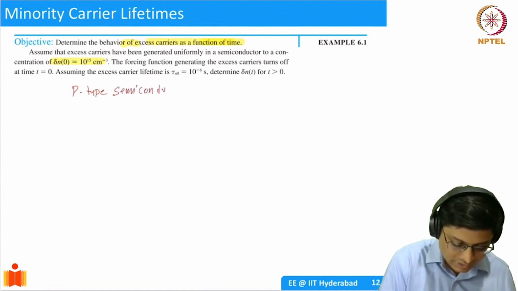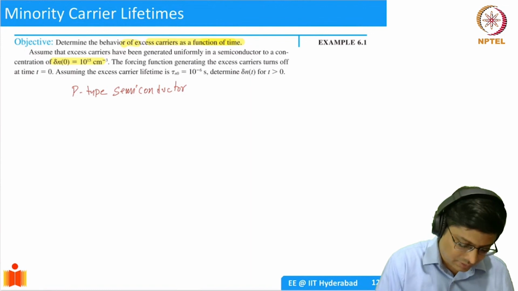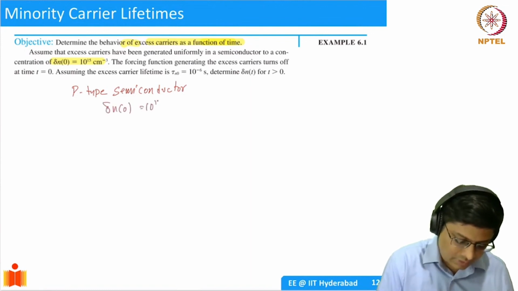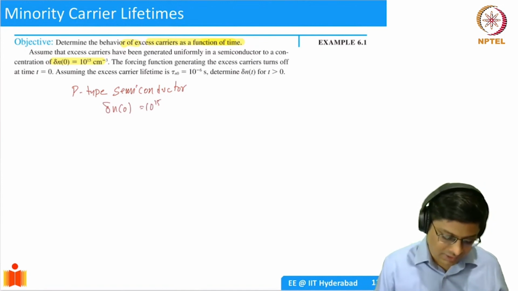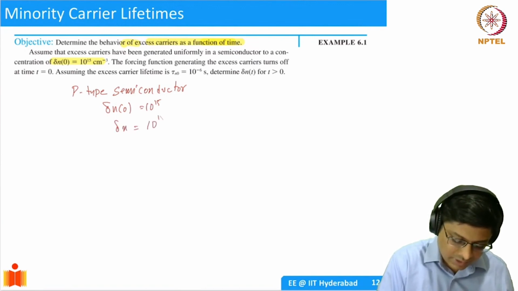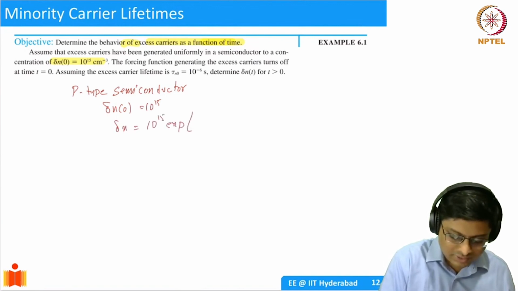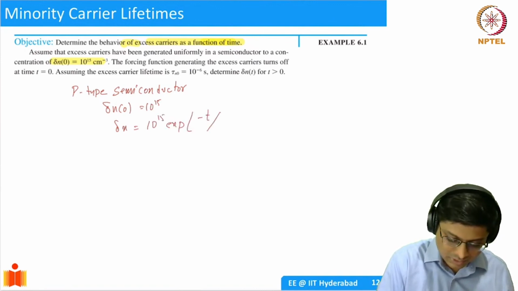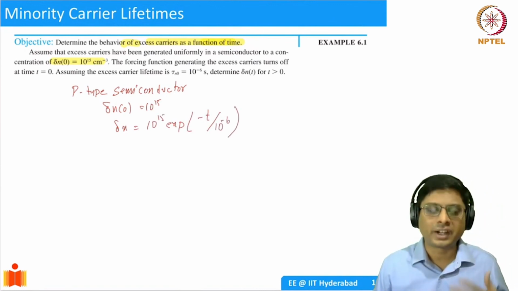So the minority carriers are basically going to be delta n, right? Delta n naught is given to you as 10 power 15, and you're switching off the light. So essentially delta n is going to be 10 power 15 times exponential minus t by tau n naught, which is basically 10 power minus 6. This is the time. So please find out what it is.